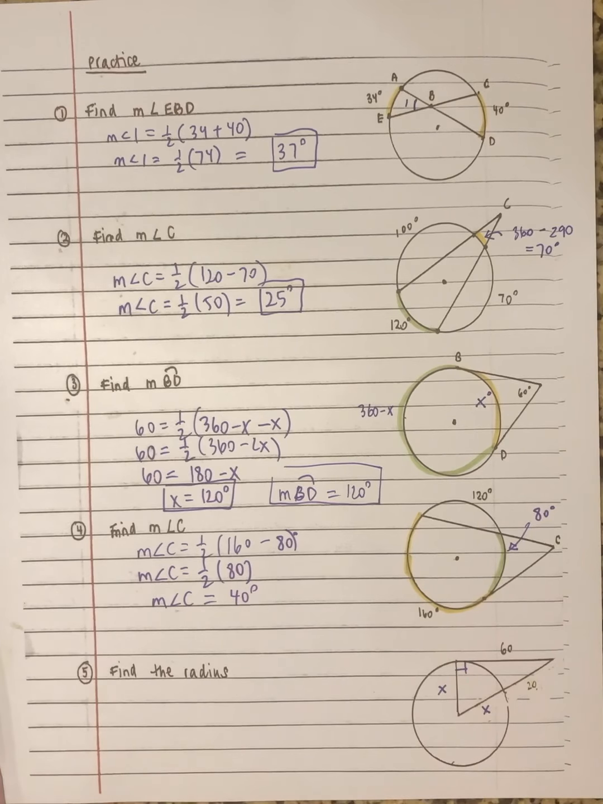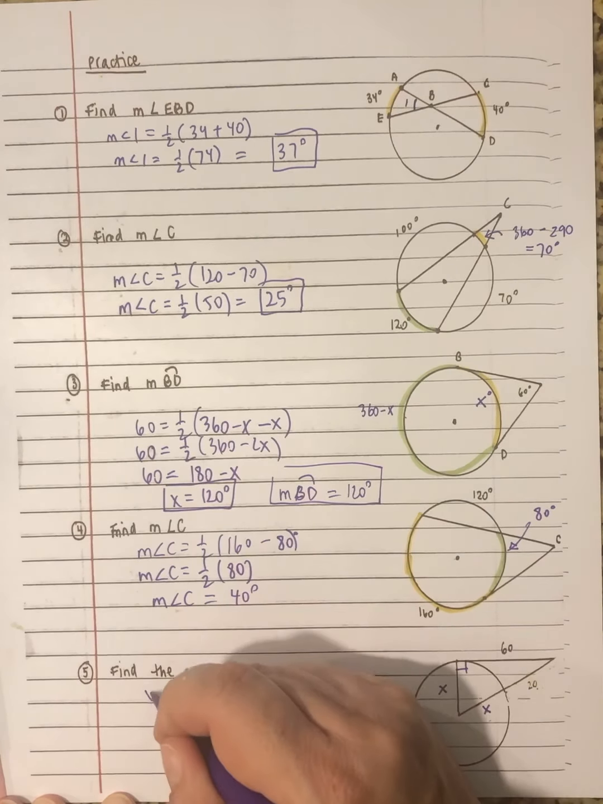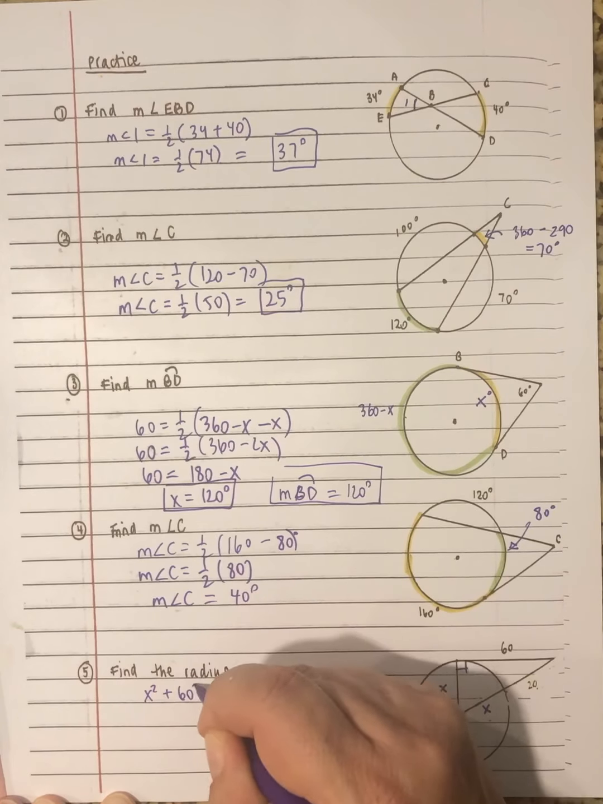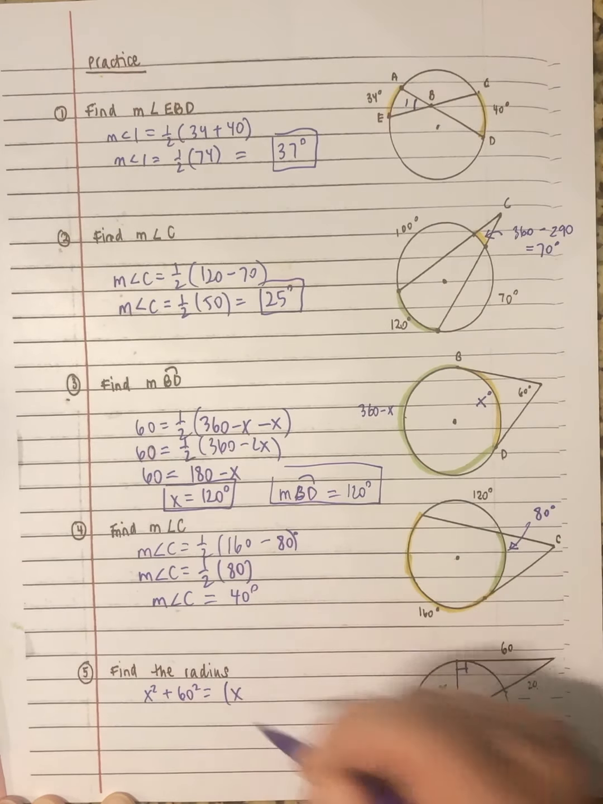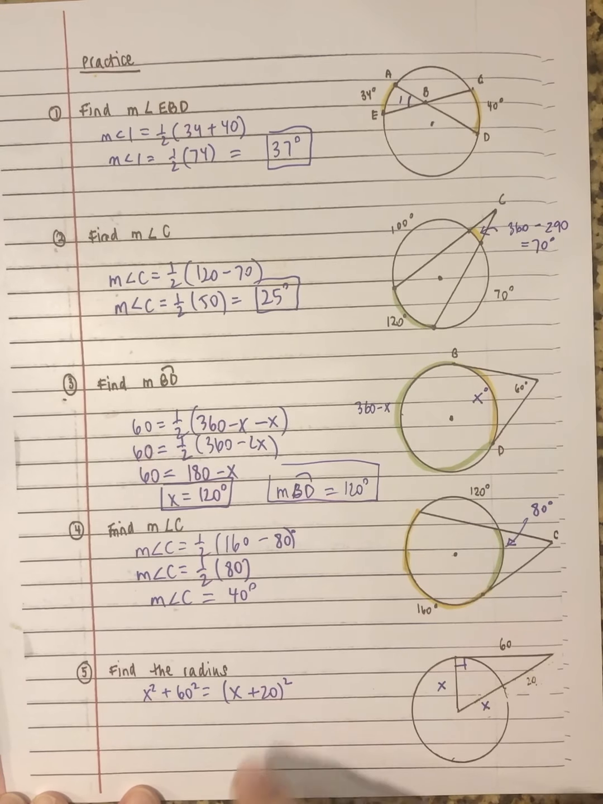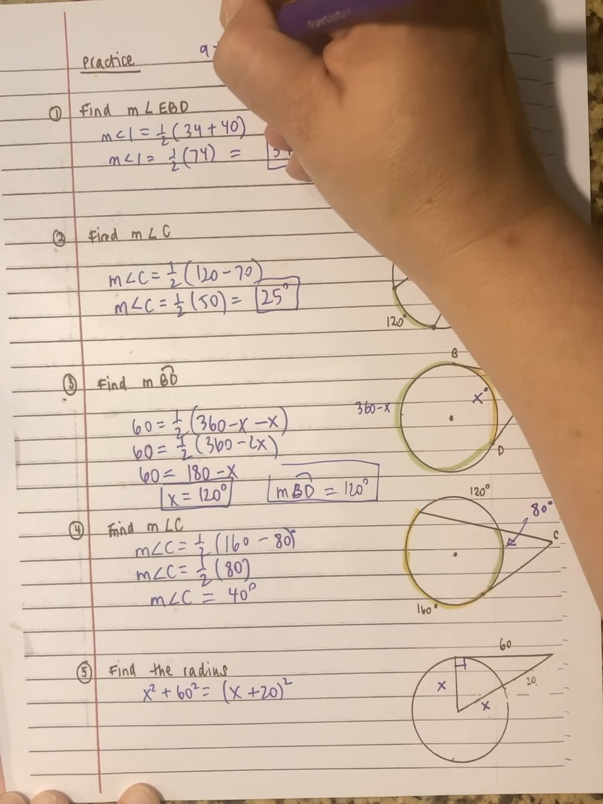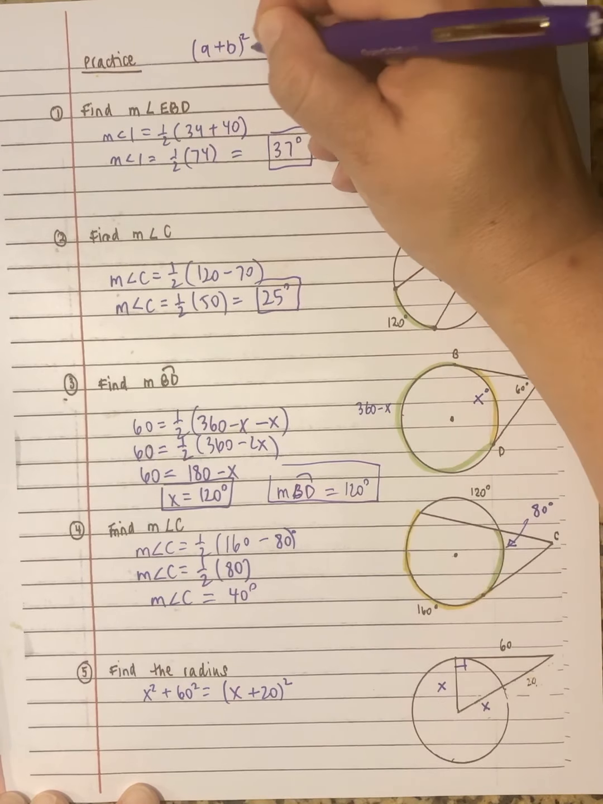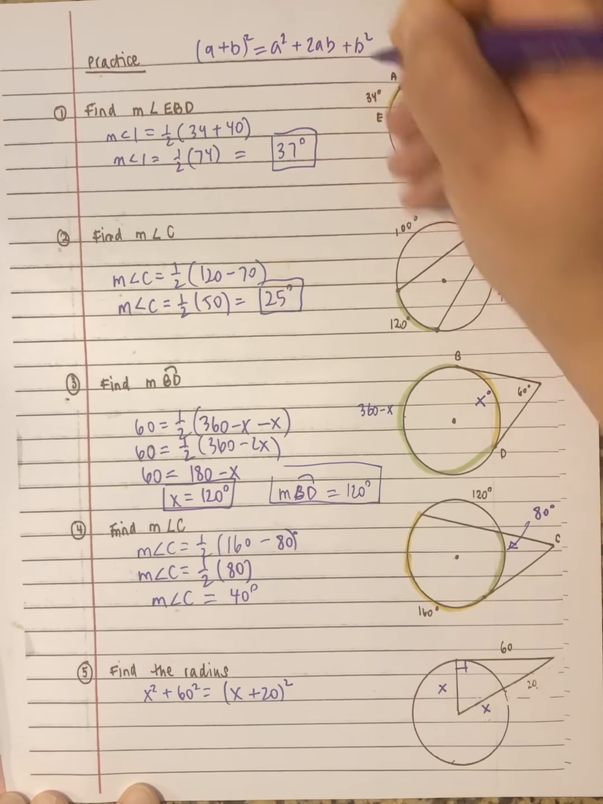Having a right triangle means let's use the Pythagorean theorem to find what x is. So we're going to write x squared plus 60 squared is equal to, the expression for the hypotenuse is going to be x plus 20 squared, okay? And remember, we can't just write x squared plus 20 squared over here. We have to expand this binomial. We're going to use this formula, a plus b squared equals a squared plus 2ab plus b squared.